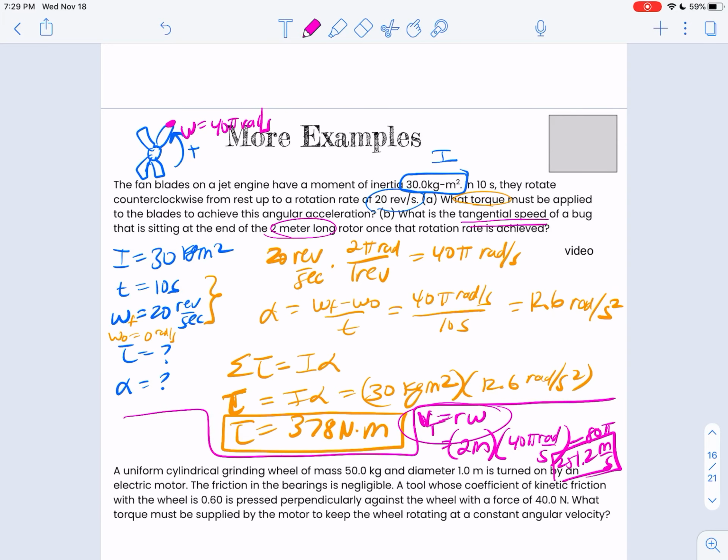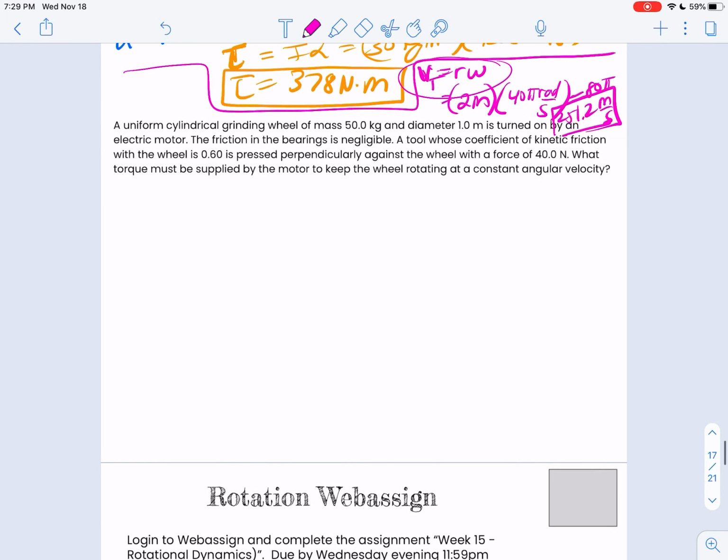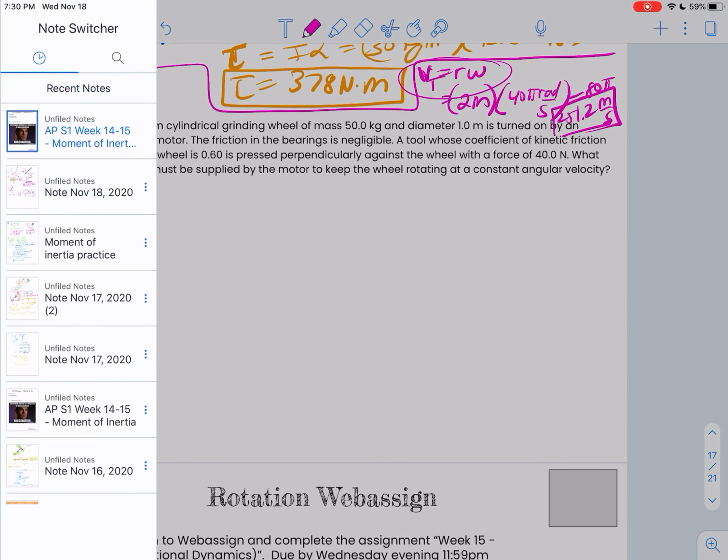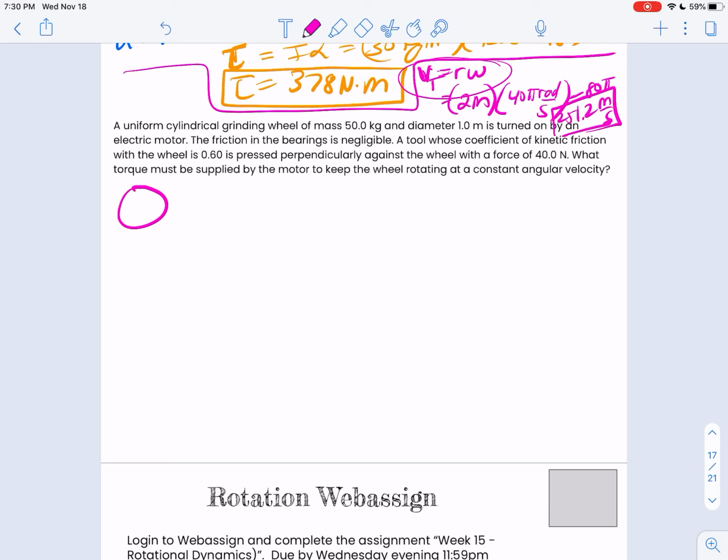I'm going to do this one on the same video just so I only have to put one. A uniform cylindrical grinding wheel has a mass of 50 kilograms and a diameter of 1 meter. Ooh, tricky. So radius 0.5. It is turned on by an electric motor. The friction in the bearings is negligible. That means in the part where it's turning.